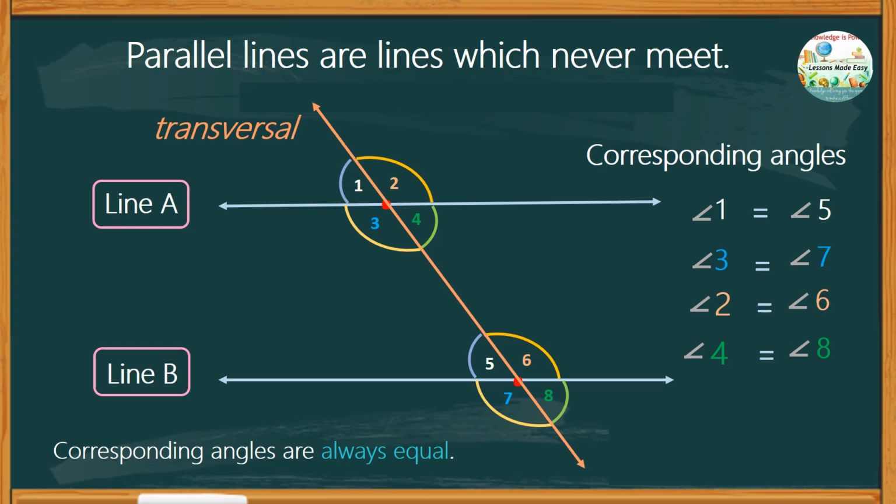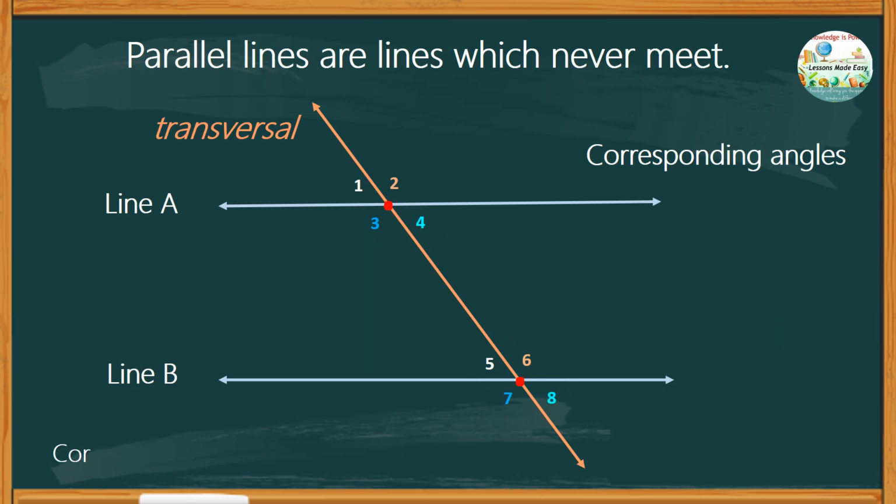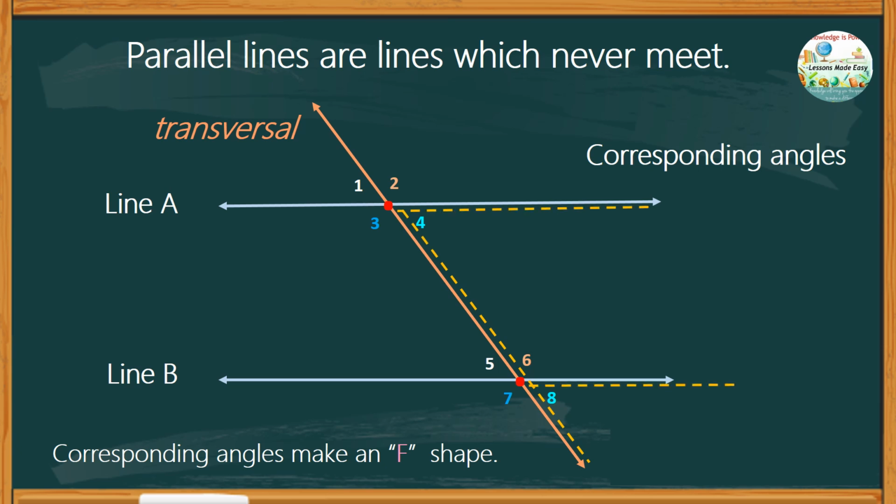There is another way, though, to locate corresponding angles. A pair of corresponding angles make an F shape. Can you find an F shape in the figure? Let me help you with the first one. On the right side of the transversal is an F shape. These two angles are corresponding, angles 4 and 8.